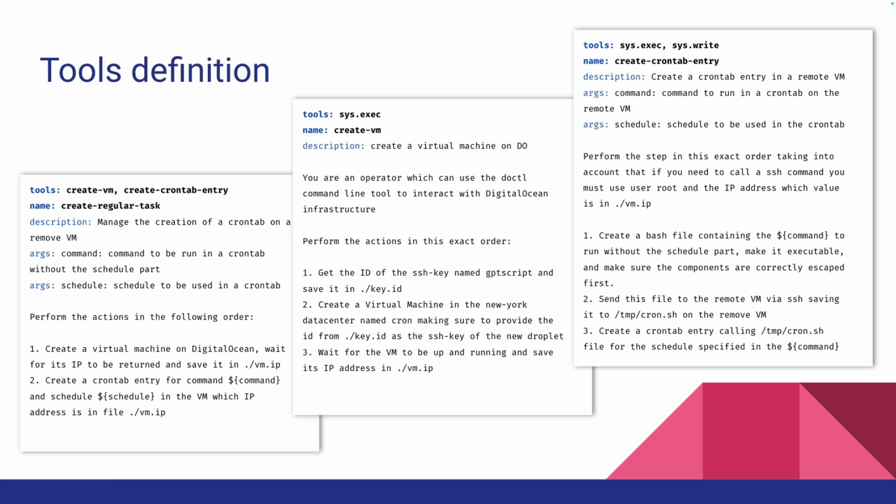Create VM is in charge of the creation of a VM in DigitalOcean. Create crontab entry is in charge of SSHing into that VM, creating a script with the command to run, and ensuring it runs according to the schedule. As we can see, each tool is a set of actions to perform.